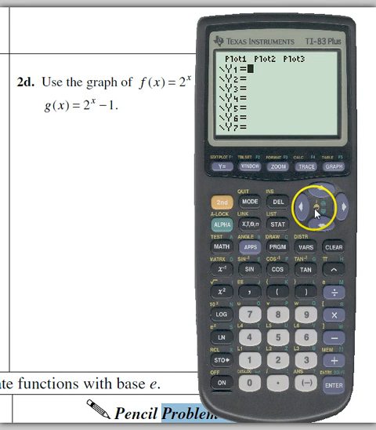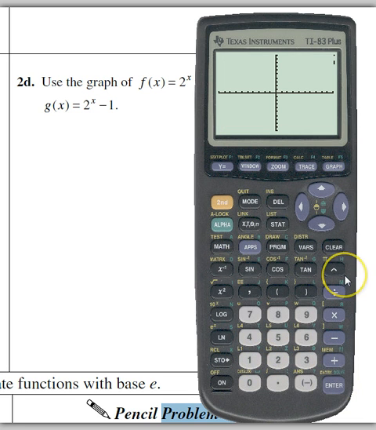If I want to graph the function f of x is equal to 2 power x and the transformation g of x is 2 power x minus 1, let me graph both the functions first. 2 to the power x is my function f of x. 2 to the power x minus 1 is my next function. When I graph it, that is my first function 2 power x, that's the next function 2 power x minus 1. So I see that there is a transformation of 1 unit. There's a vertical shift of 1 unit down.